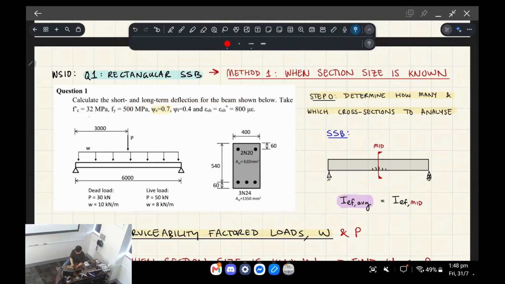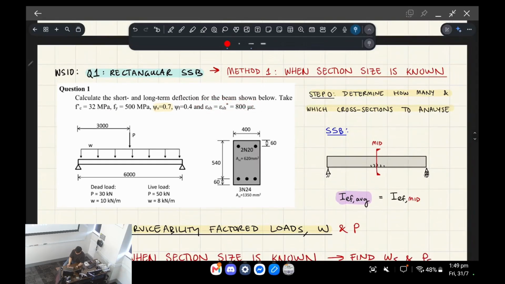Take f'c as 32 MPa. The yield strength of the steel is 500. Phi S is 0.7, phi L is 0.4. And this is the shrinkage strain, basically. I'll explain that more in a bit. It's a shrinkage strain.